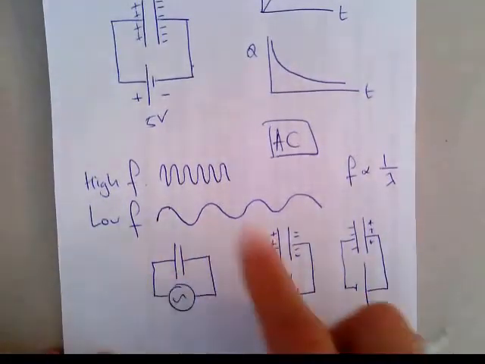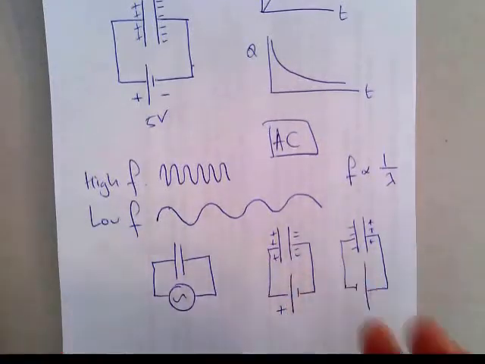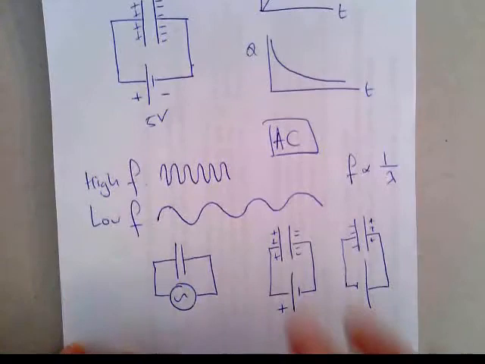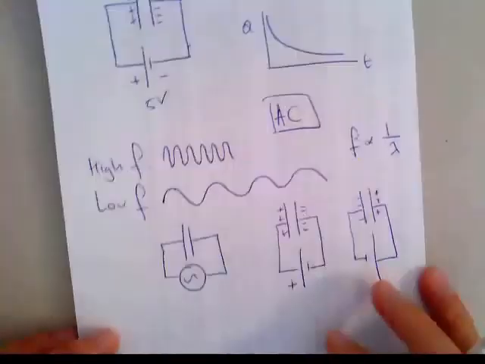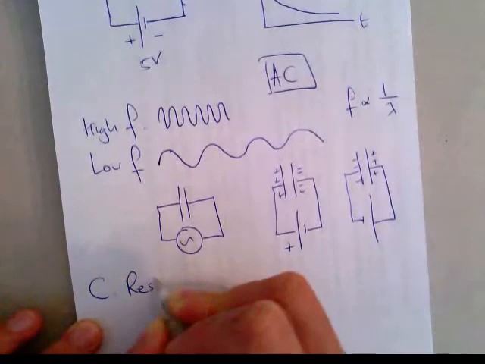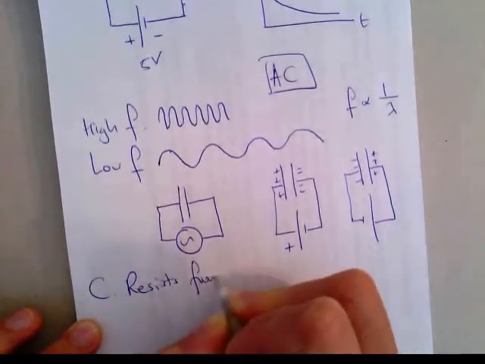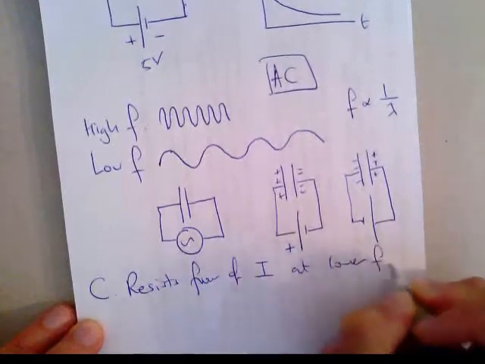So when you have a low frequency signal, then the capacitor has time to charge up, and it will start to resist the flow of current. So you can see that the capacitor resists flow of current at lower frequency.